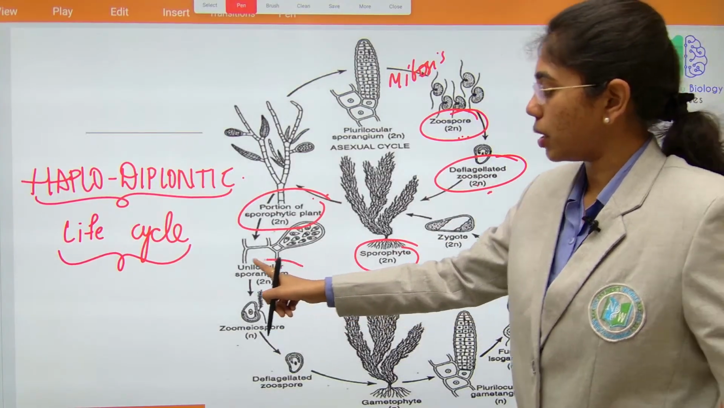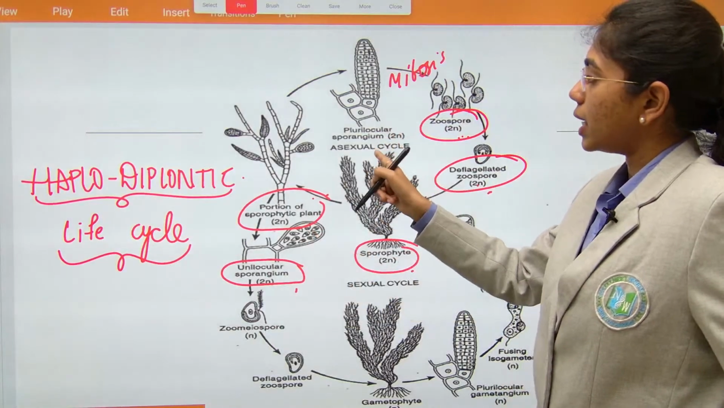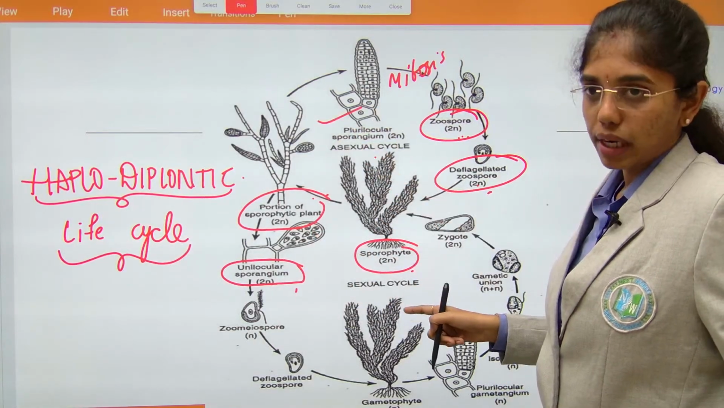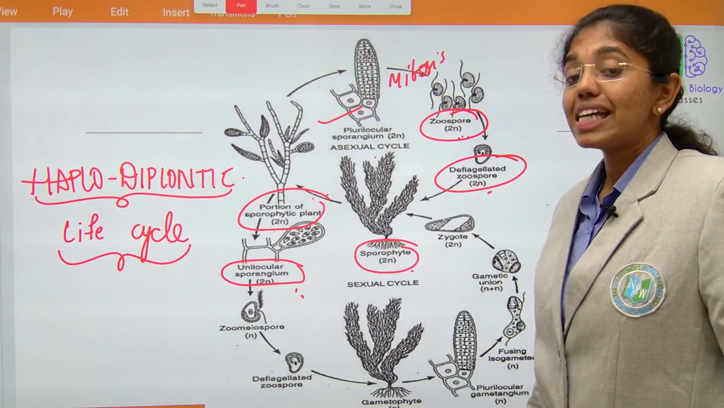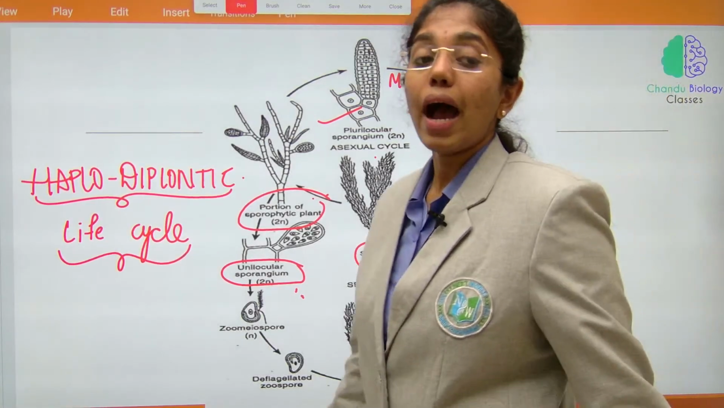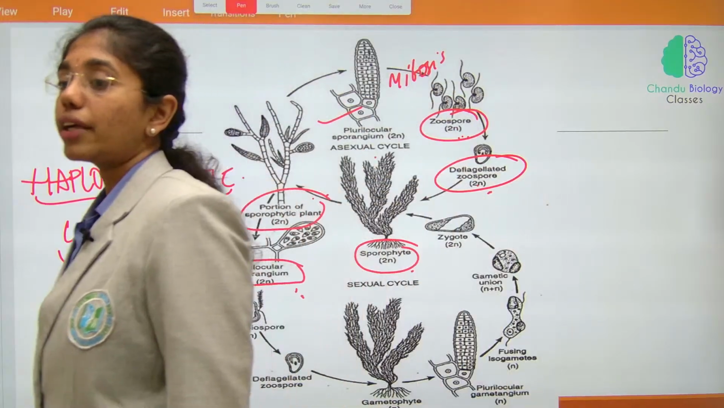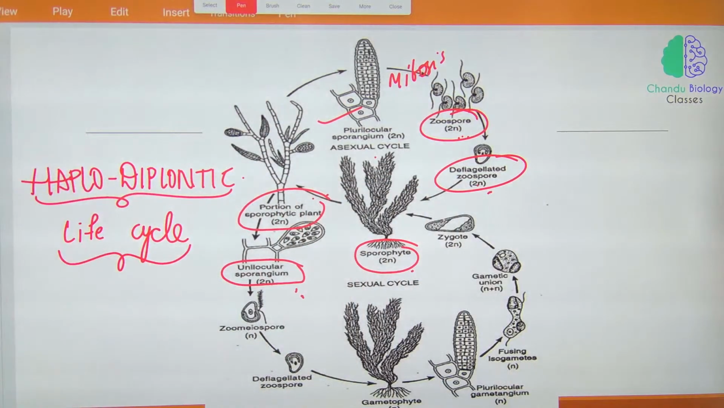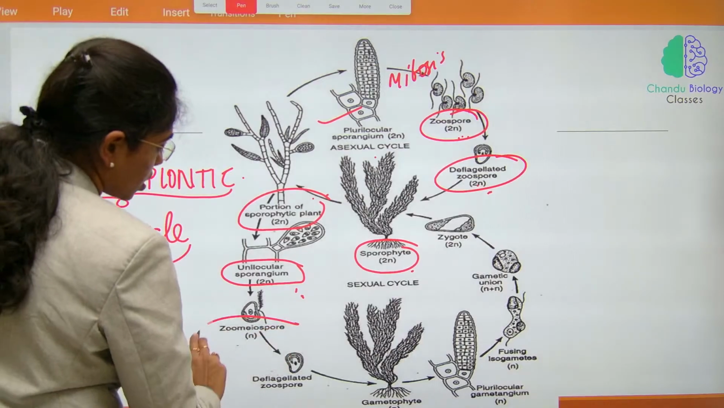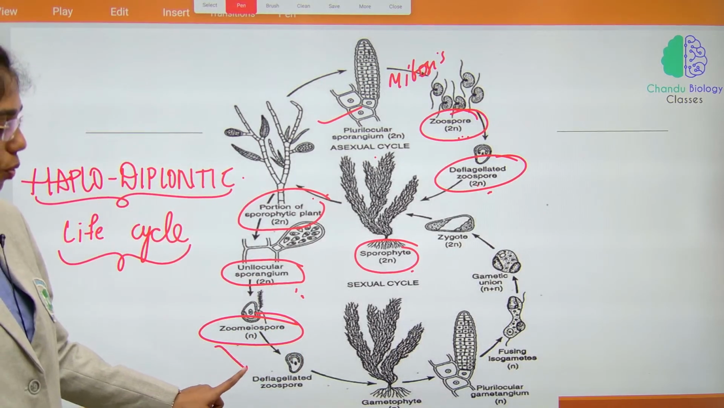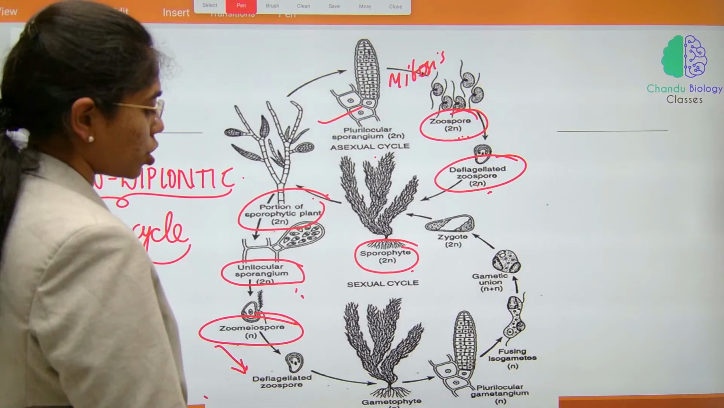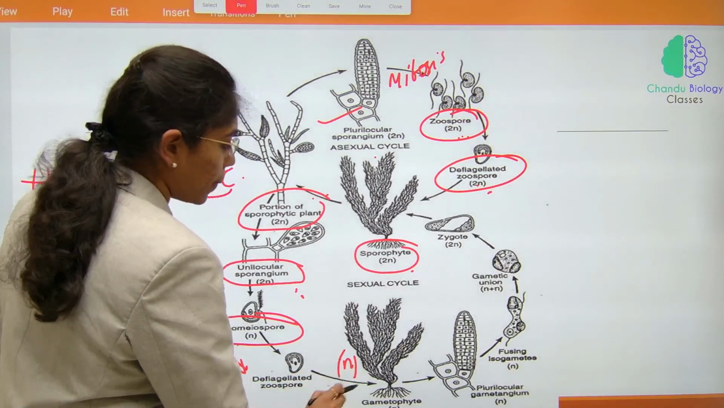In the asexual phase, plurilocular sporangia. In the sexual phase, unilocular sporangia, which are diploid. Inside the unilocular sporangia, after meiotic division, 32 to 64 gametes are formed which are haploid. You can see the zoospore which is haploid. Biflagellated zoospores are formed. This germinates into a haploid gametophyte.